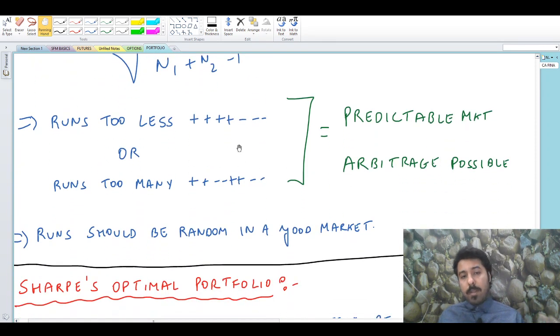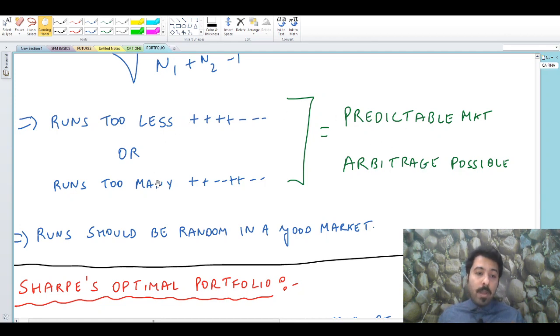See, what is the logic behind all this? See, if there are very few runs, like for example, out of 20 entries, 10 days it has gone plus, 10 days it has gone minus. This means that it is a predictable market and arbitrage is possible. Obviously, now you can see that 10 days it follows the same trend. So there is a predictability in the market. You can make returns. You can make arbitrage profit.